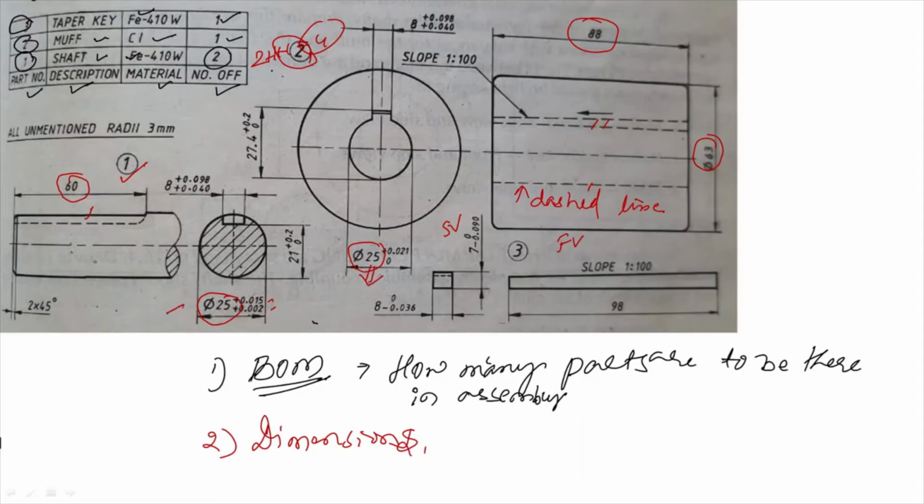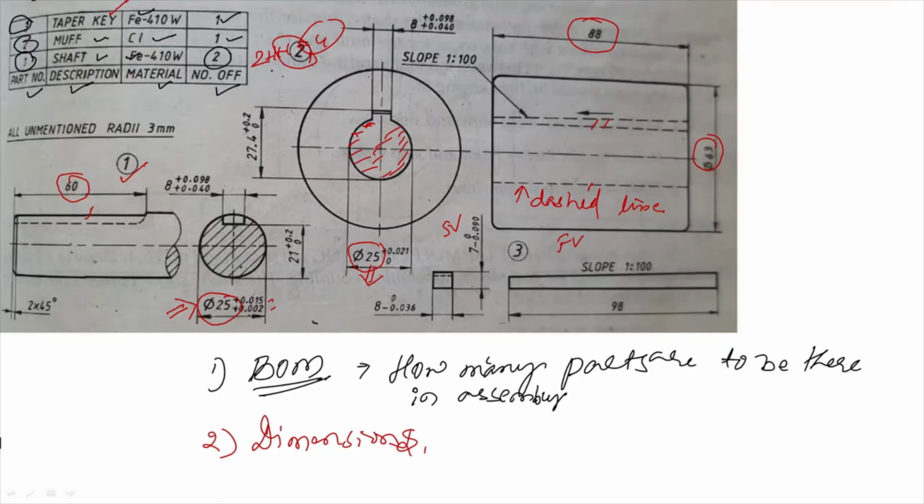Now what is the dimension of a shaft? It is 25. Okay. Then you can just imagine this shaft has to be inserted in this hub portion. It is to be inserted in the hub portion. Now what is the next part? The next part is a key. Now you look at the key here.